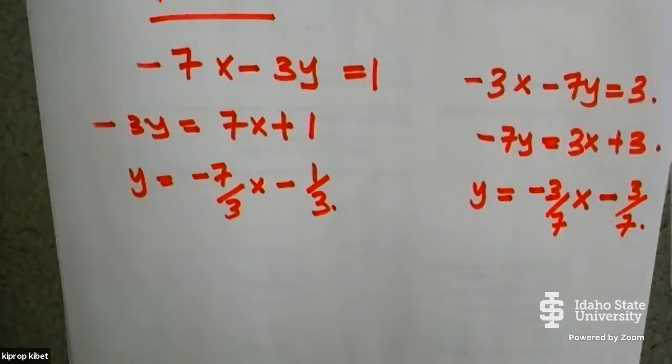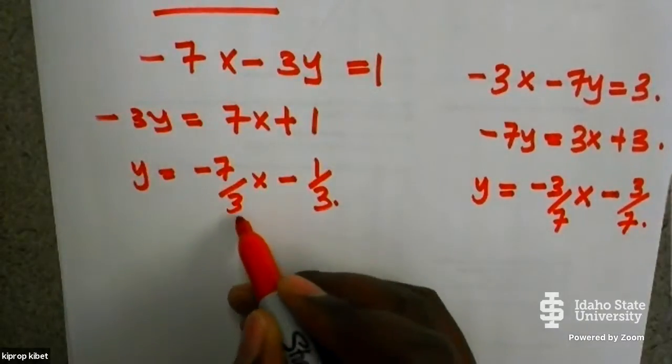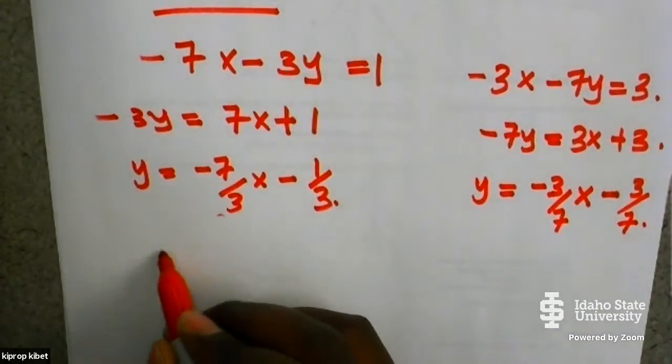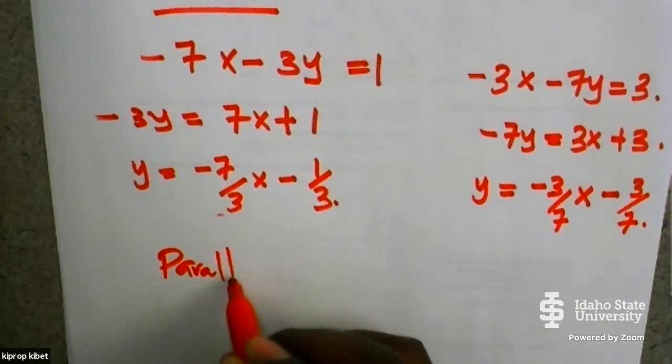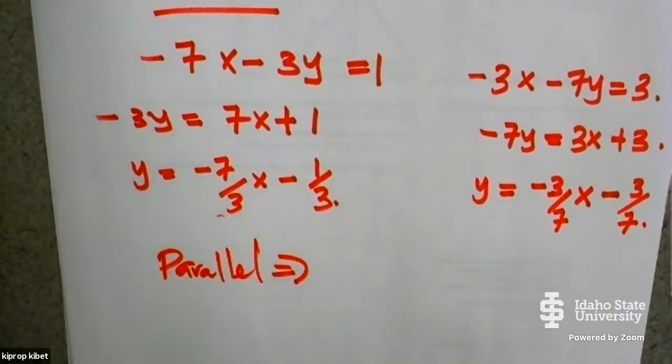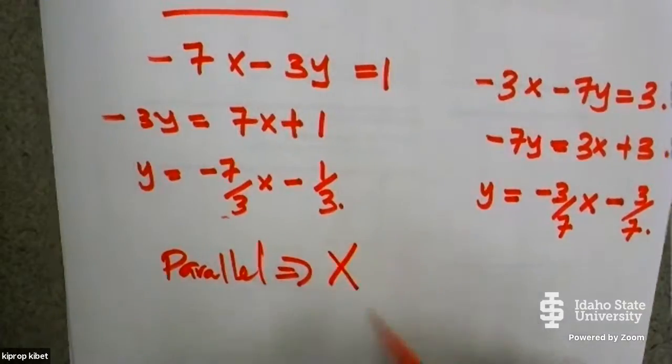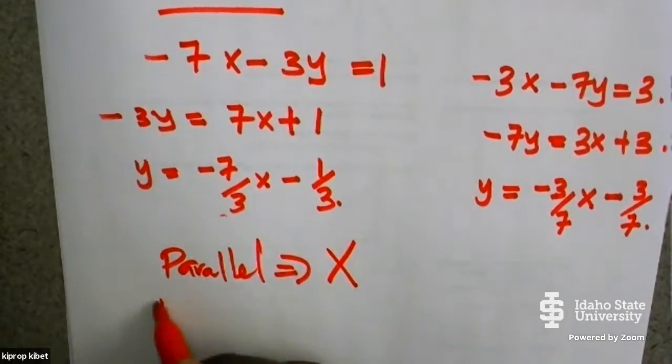So now, when you look at this, first of all, we ask if it is parallel. If the two lines are parallel, then the slopes should be the same. Are these slopes the same? No, they are not the same. So it is not parallel.